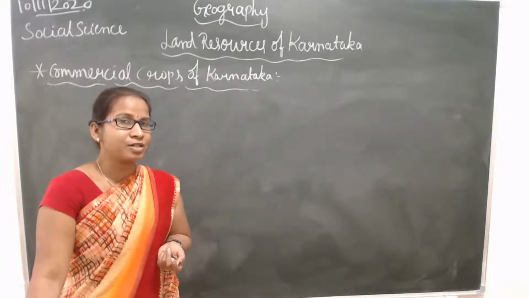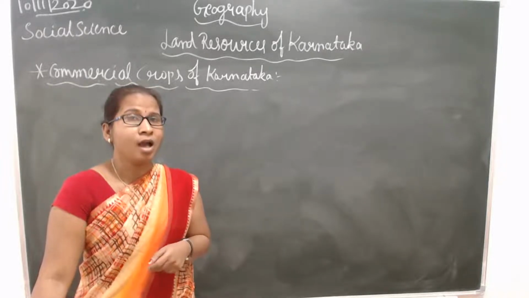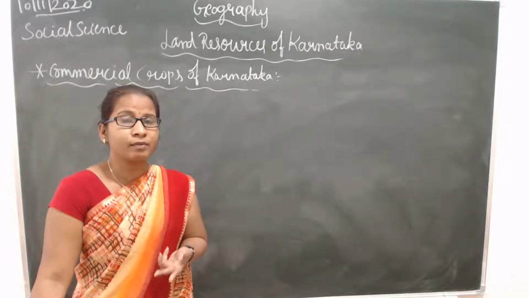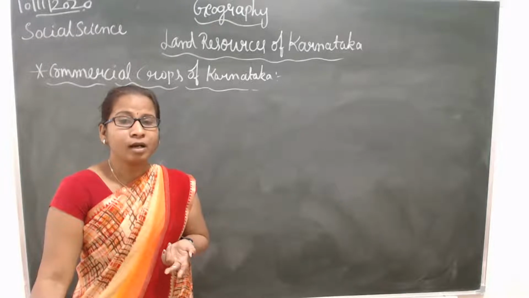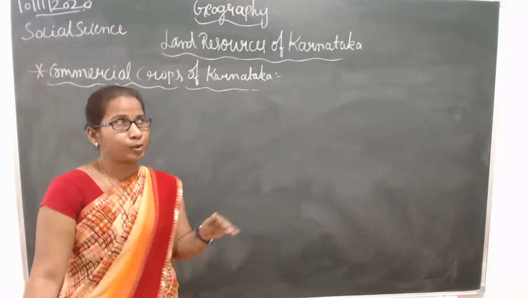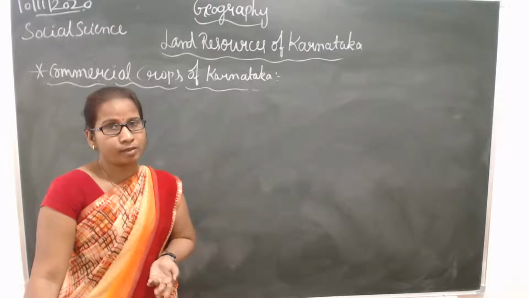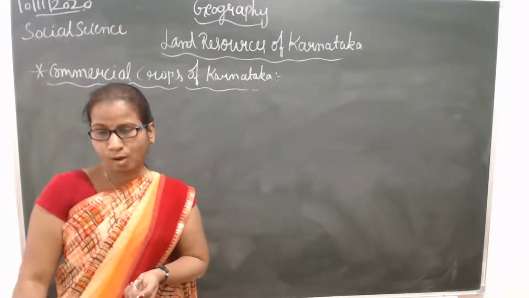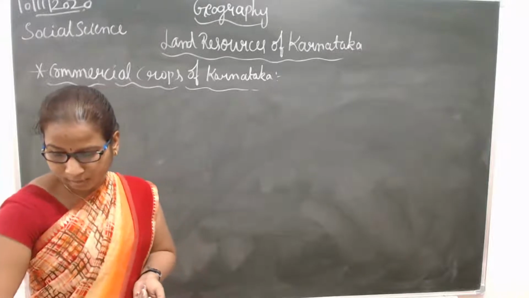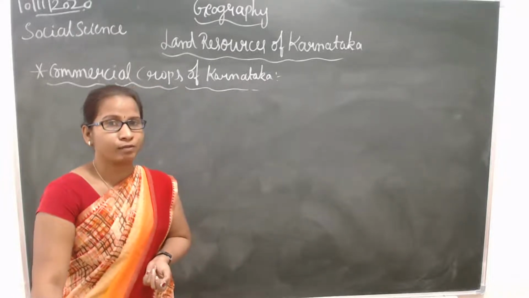Now you are going to learn commercial crops. The crops that are grown not for domestic use, but for an international market, means agricultural goods grown so they can be transported and exported from one place to another place. Those crops are called commercial crops. Among them, the first is sugarcane, the next is cotton, the third is tobacco, and the fourth is coffee. These major crops are called the commercial crops of our Karnataka.